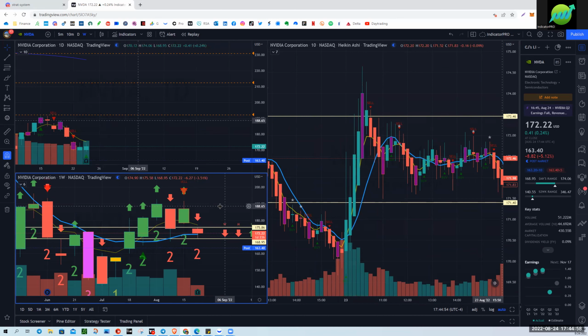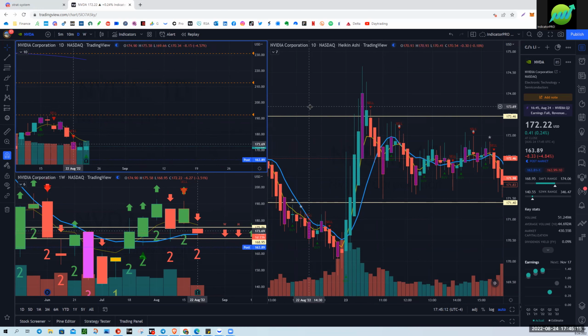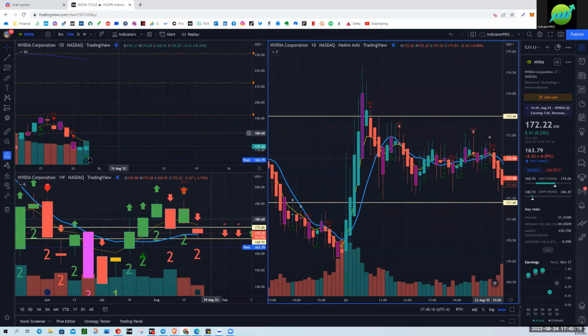So you got your day trading. You use the weekly, the daily. For day trading, you will get your stop losses either on the day time frame or using Fibonacci on the 10-minute chart.